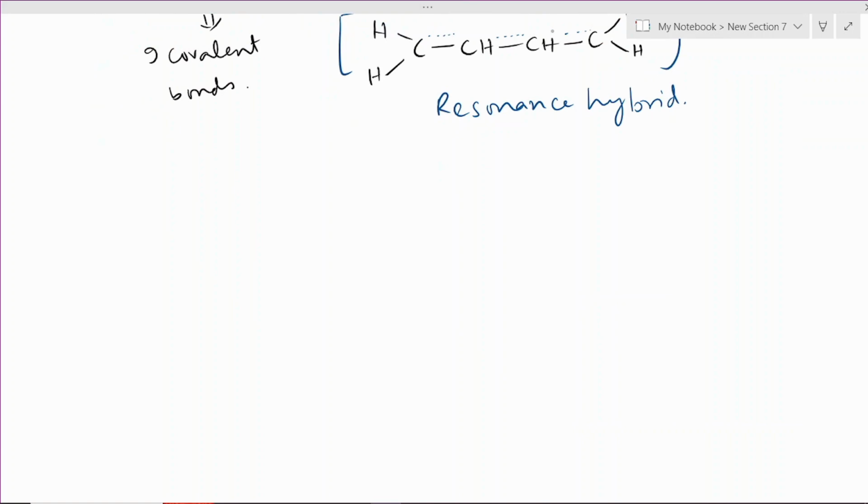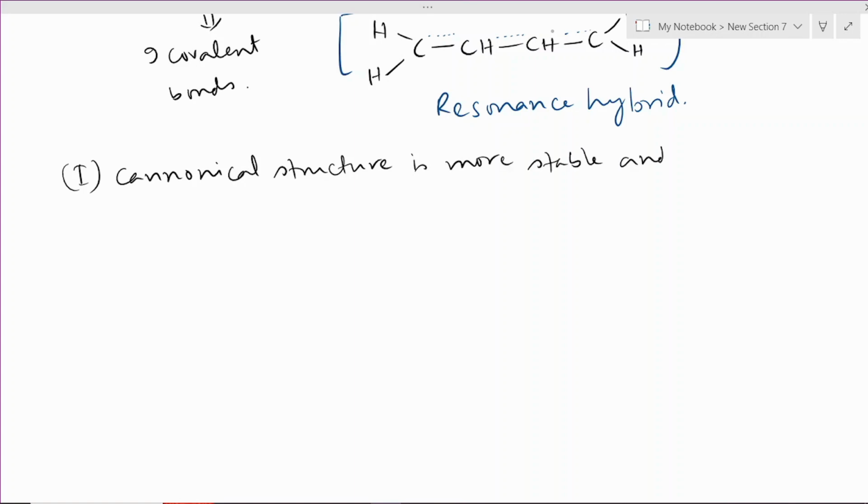So this one canonical structure is more stable and it contributes more to the resonance hybrid.